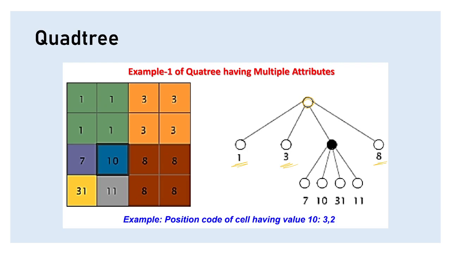But in this quadrant, you can see that it is different in nature. So this quadrant we again divided into 4. We have 7, 10, 31 and 11 like this. The position code for this one is what? 3 and 2, because it is in the third row, second column. That is the position code value.